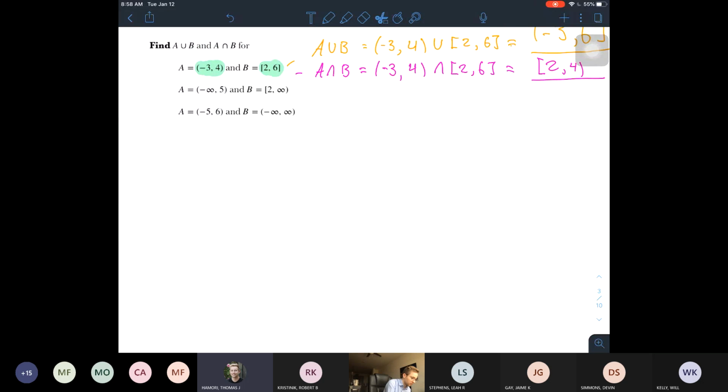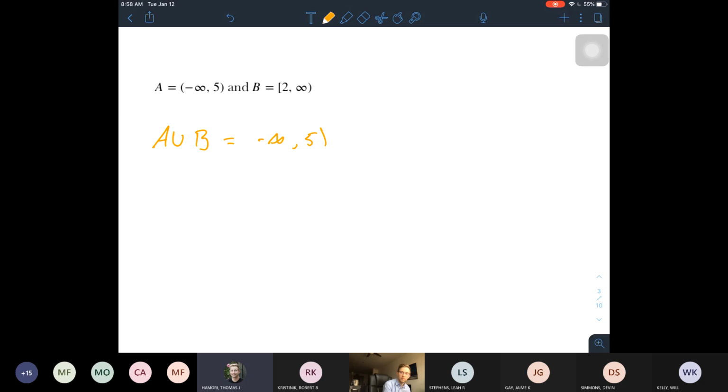Maybe I'll... Yeah, there we go. We can have some space here. So let's try this one. Okay. So let's try A union B first. That's going to be equal to negative infinity, comma 5.